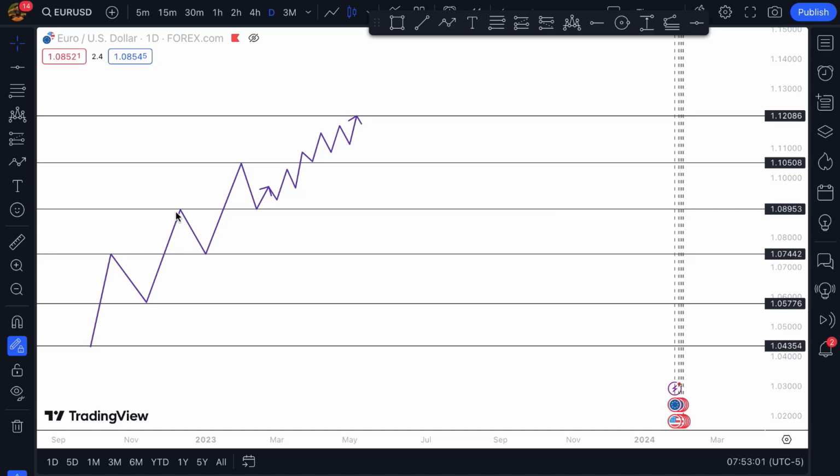Thirdly, are we still respecting that? Fine. We were respecting it from here, moving impulsively to the upside, correcting to the downside. Impulsing to the upside, correcting to the downside.